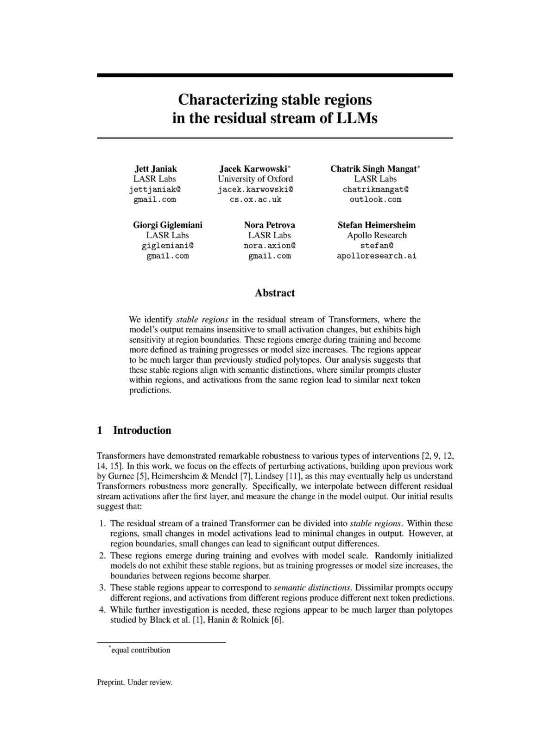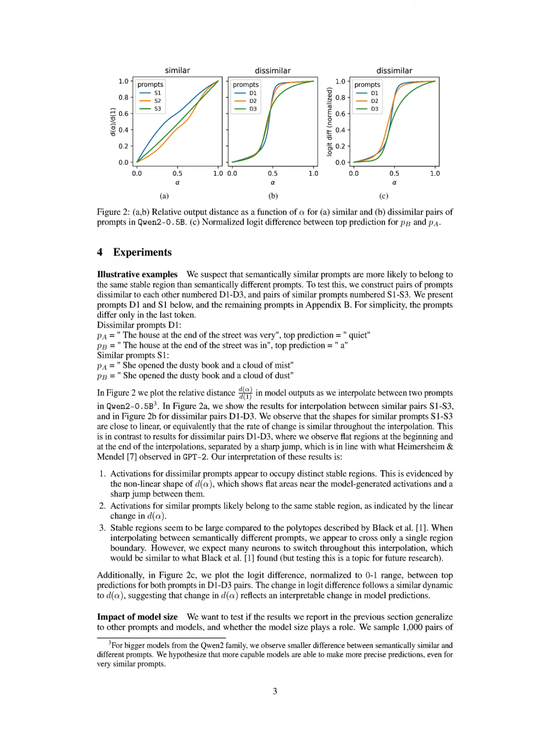In our experiments, we found that the residual stream of a trained transformer can be divided into stable regions, where small changes in activations lead to minimal changes in output, while significant output differences occur at region boundaries. We observed that semantically similar prompts tend to occupy the same stable region, indicated by a linear change in model output during interpolation, whereas dissimilar prompts show nonlinear changes, suggesting they occupy distinct regions.